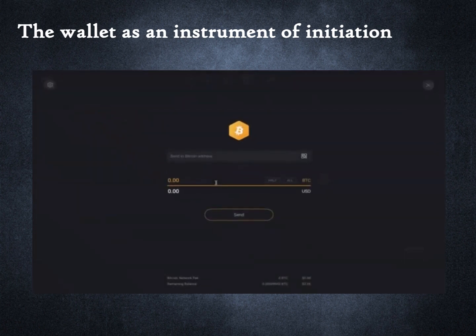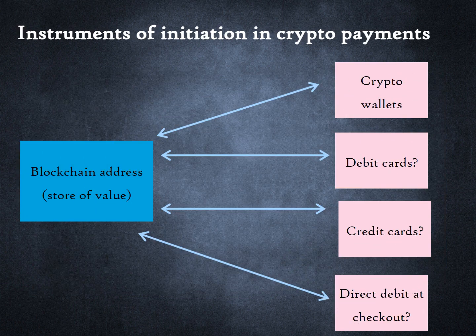Thus, the wallet here acts similar to an online banking portal. We saw that the wallet can serve as an instrument of initiation. But what about debit cards that are linked to the blockchain address? How about credit cards that are linked to blockchain addresses owned by a lender? We could directly debit that blockchain address at e-commerce checkout counters. While there could be procedural and regulatory hurdles in making some of this happen, this is all technically feasible.